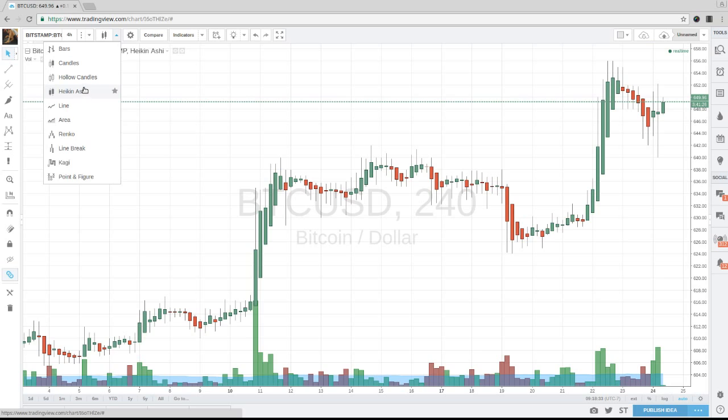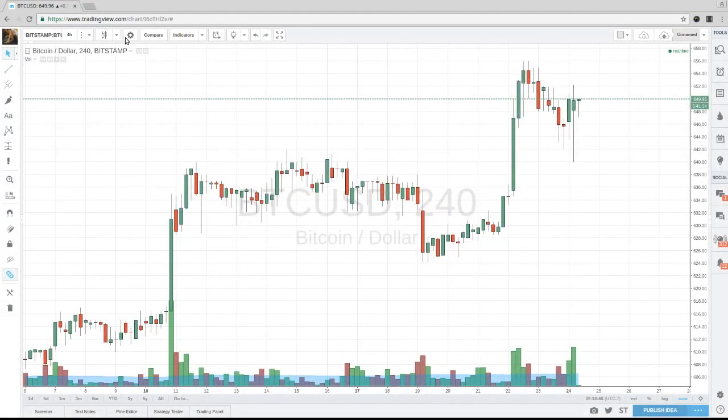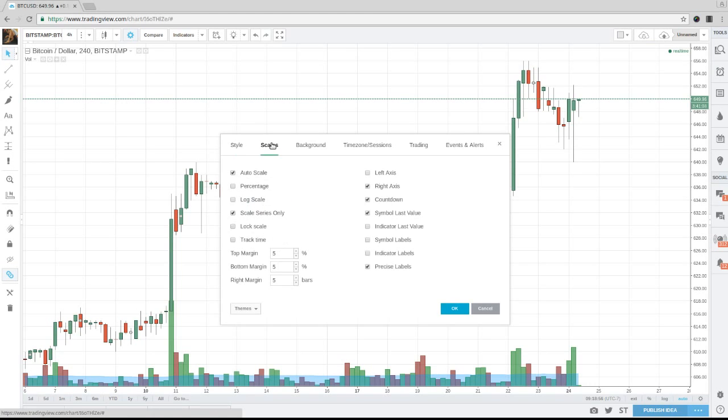So if you want, look up Heiken Ashi. I'm not going to go into detail. You also have bar, Kagi, point and figure. But I prefer just your standard candles. Under settings, you have a cogwheel here, chart properties. You can change the color of the candles. You can change how the scales work.